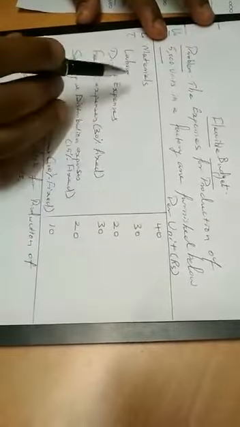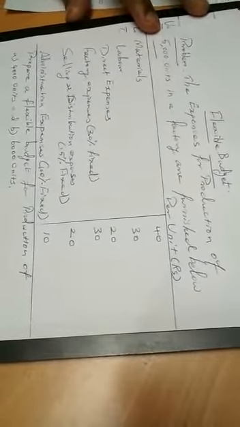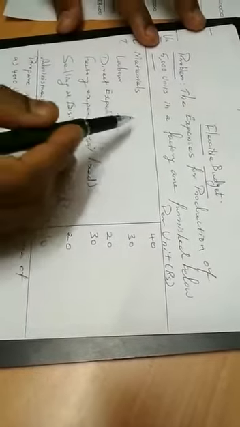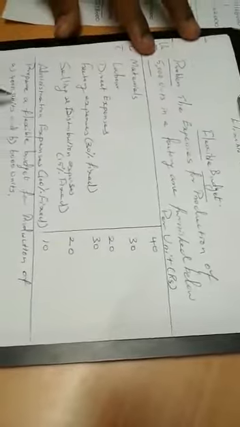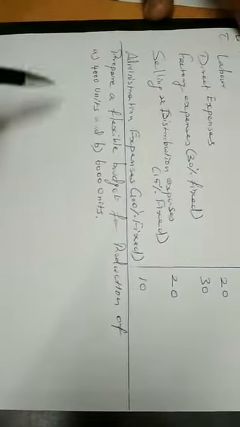They have given material, labor, direct expenses, factory expenses, selling and distribution expenses, and administration expenses. These items they have given for 5,000 units of production. So if you are going to produce 5,000 units, these are the expenses that the company is going to make. And what is the question? They have asked to prepare a flexible budget for a production of 4,000 units and 6,000 units.